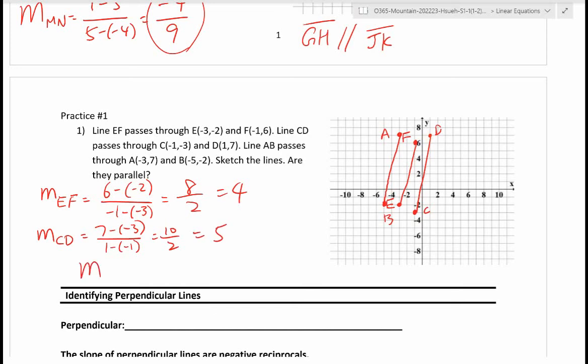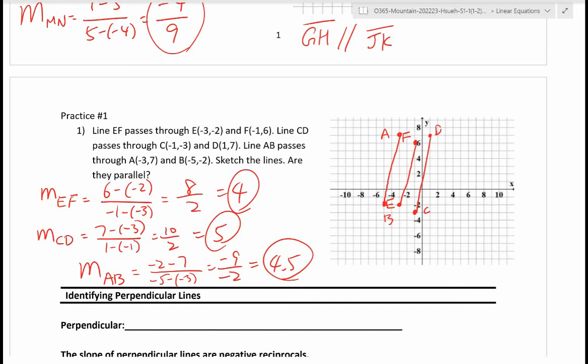Okay, finally, the slope of AB. I don't know which one is the same as AB, though. I can't quite tell. -2 minus 7 over -5 minus -3. Oh, maybe they're okay. They're not the same for all three. Okay, so none of them are parallel to each other. So you can see the slopes are all different.